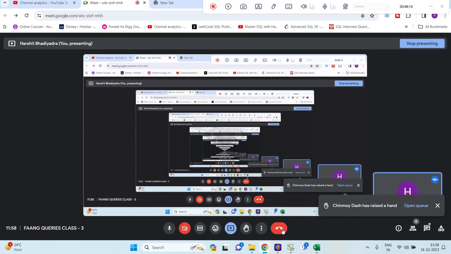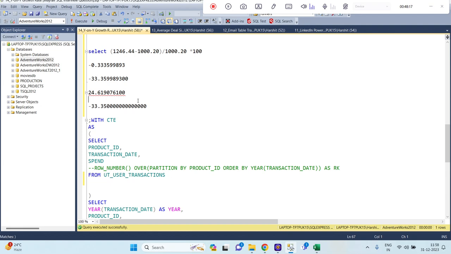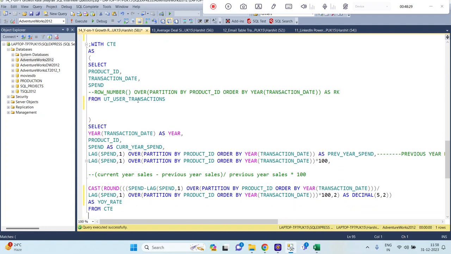Yes, Chinmoy. Sir, if we are dividing the number, then why do we again have to cast it to decimal? No, actually, you have already done round. Yes, it is already in integer format. Actually, let me remove this one again. This is what we have done. What is wrong? Is it this?